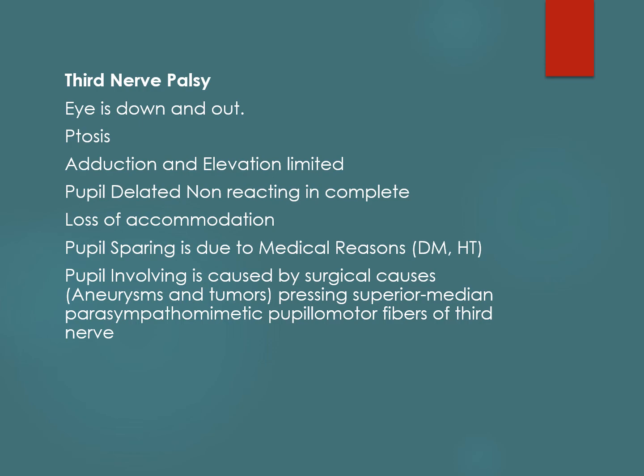Complete palsy with the involvement of pupils is usually due to surgical causes, and these causes are usually life-threatening. So MRI brain is essential in this type of palsy. The pupil sparing third nerve palsy is usually due to diabetes, hypertension, or idiopathic causes. And it is also called medical third nerve palsy.